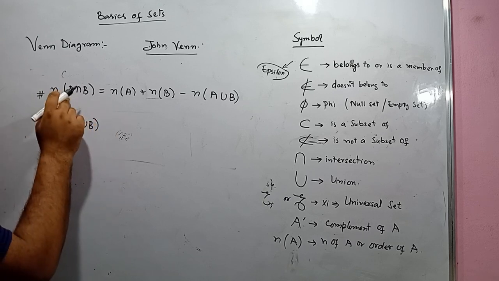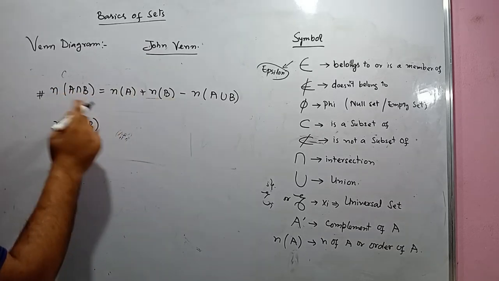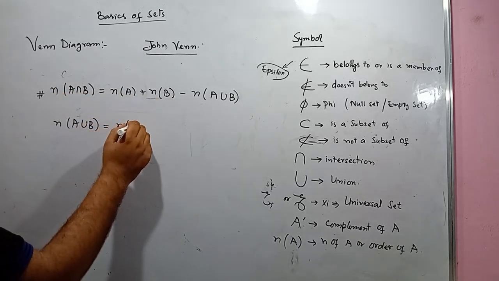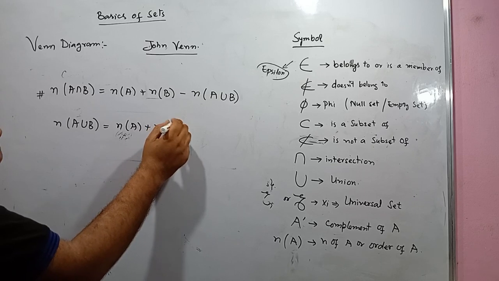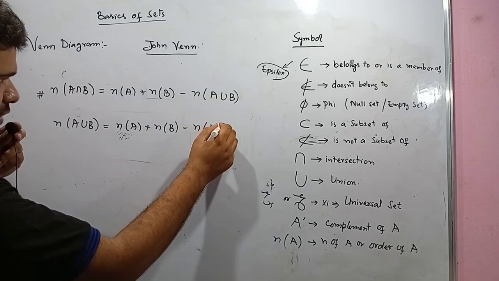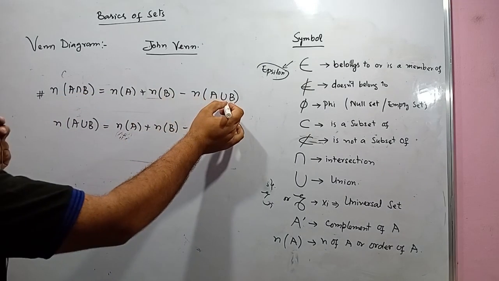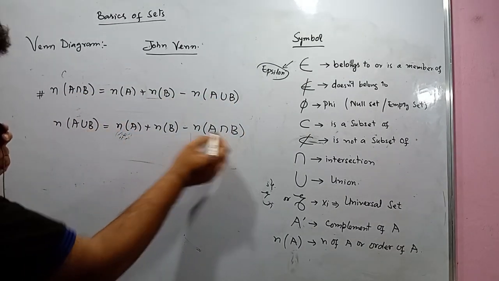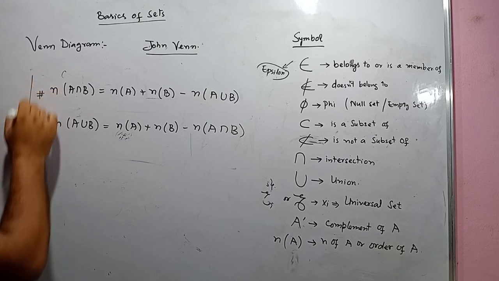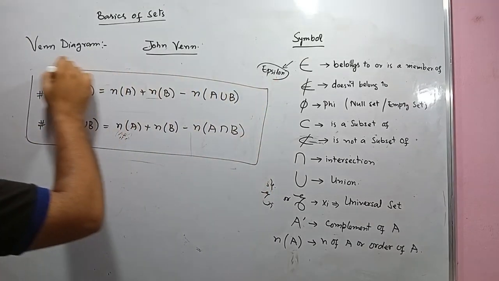Now I will transpose this. A union B I will write here. n of A union B is equal to n of A plus n of B minus n of A intersection B. Here you can see when it is intersection, here is union. When here is union, here is intersection. These are the two formulas that we are using in the sets.